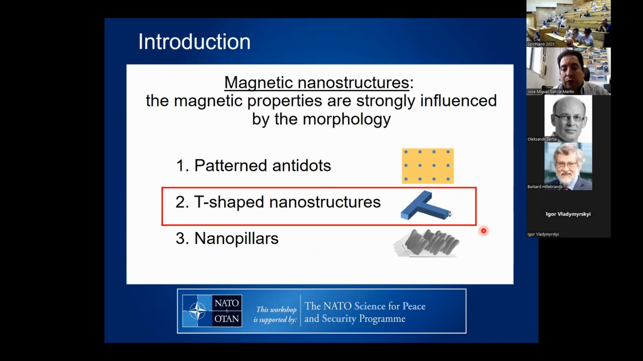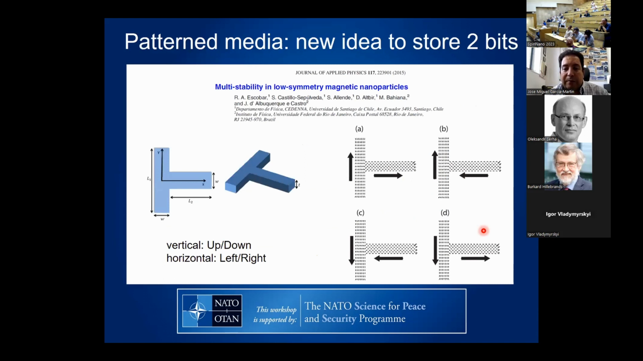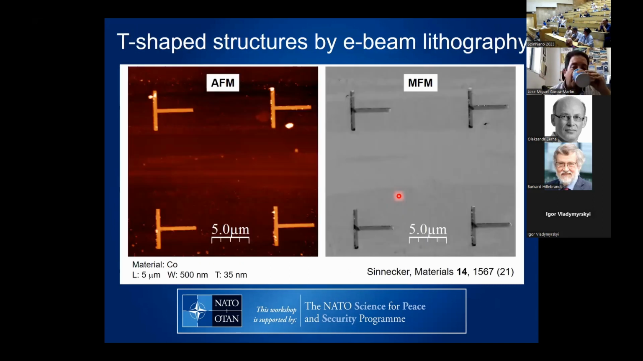So now let's switch to the second system, T-shaped nanostructures, and that was motivated by this theoretical work by 2 groups in Chile and in Brazil, and they proposed to use this T-shaped nanostructure to store 2 bits of information. One bit could be associated with the vertical branch of the T, pointing upwards or downwards, whereas the second bit could be associated with the magnetization in the horizontal branch, pointing rightwards or leftwards. So we did an experimental study based on this.